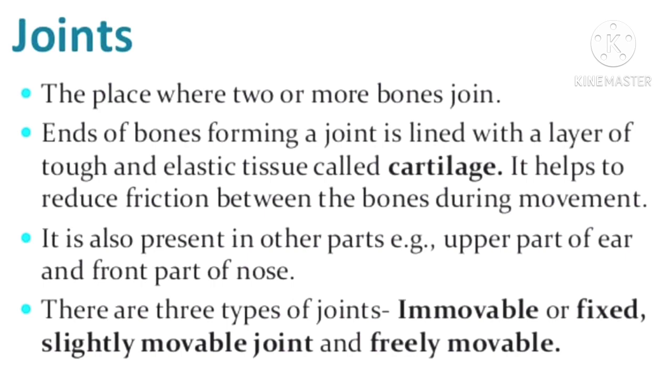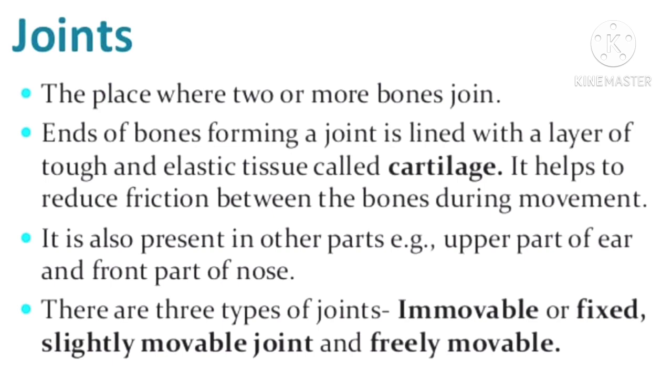Now we are talking about the important terms of the joints. The place where two or more bones join is termed a joint. The ends of bones forming a joint are lined with a layer of tough and elastic tissue called cartilage. It helps to reduce friction between the bones during movement. Yes, it is very important. It is also present in other parts, for example, the upper part of the ear and the front part of the nose.